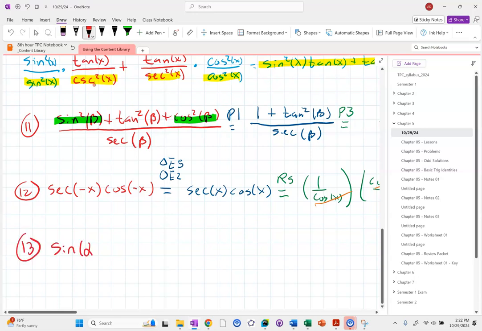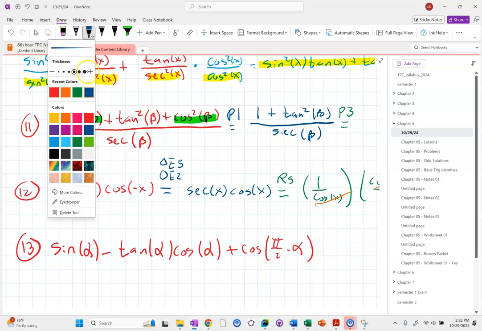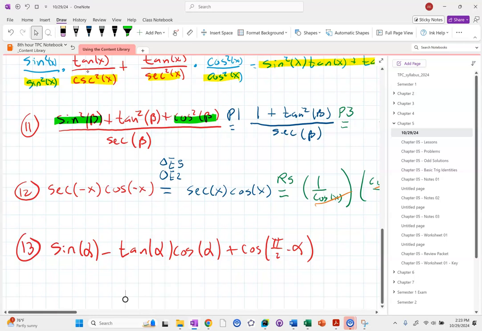13. Sine alpha minus tan alpha times cosine alpha plus cosine of pi over 2 minus alpha. Luce, you're up first. Oh, dang it. Sammy, you're up next. He left. Ashton, you're up next. What do you want to do? Algebra identity. Identity. Great. Which identity do you want to use?